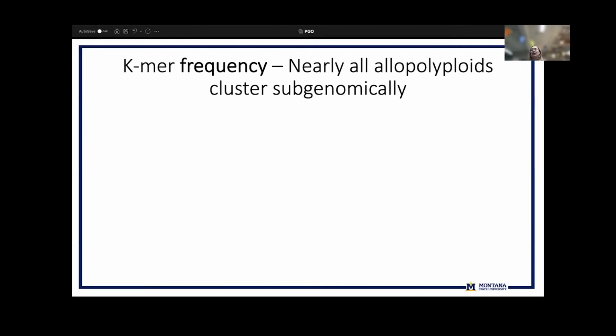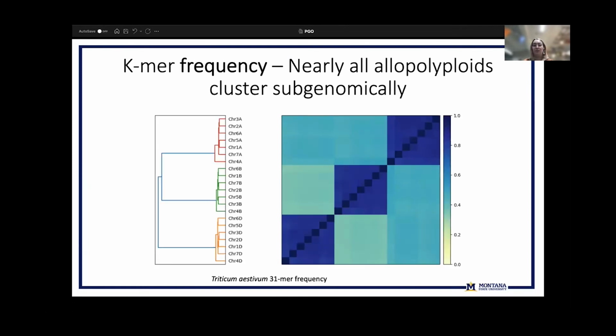What we found is that nearly all allopolyploids cluster subgenomically very beautifully. What we're looking at on the screen is a result of the Sourmash analysis, and this is wheat. Wheat is an absolute behemoth, a 17 gigabyte genome that is highly repetitive and very hard to work with, but I was able to do this using a relatively small amount of computational resources. Here we have the A subgenome in red, the B subgenome in green, and the D subgenome in orange.